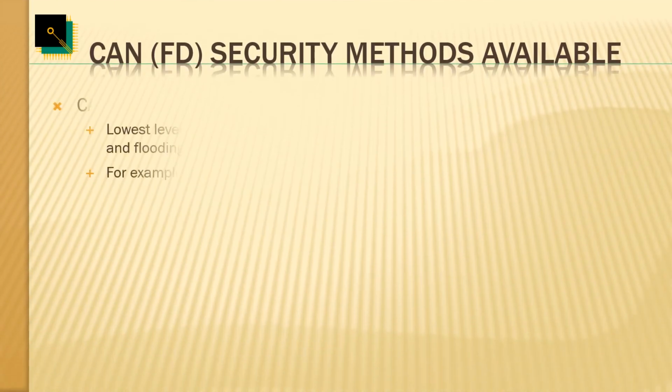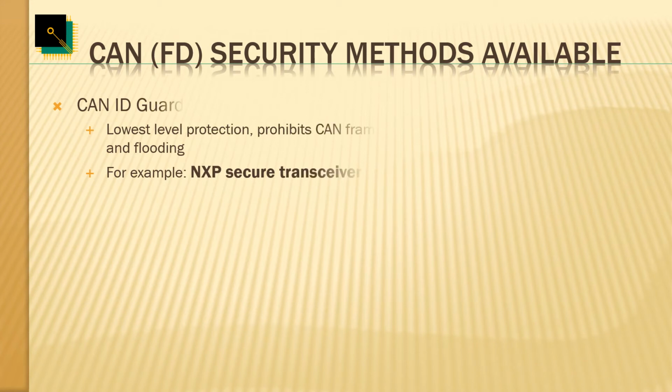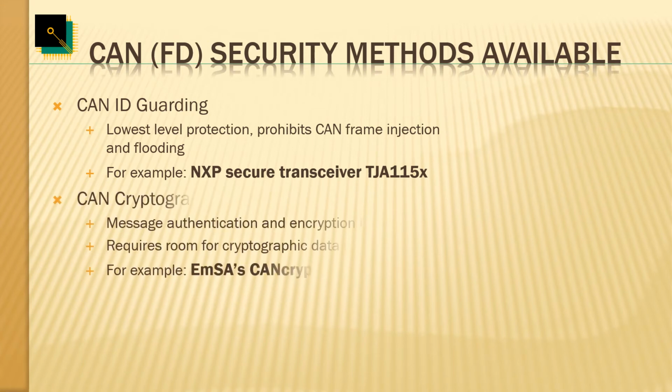There are three methods that can be used to secure CAN communication. Number one, the CAN ID guarding. This works on the data link layer on the lowest level and protects your CAN messages without cryptography. We'll look at the details a little bit later.